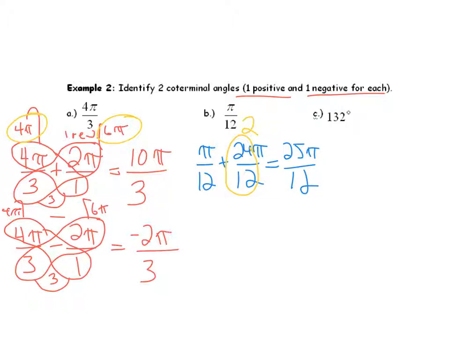And then I would just recycle that, because good mathematicians are inherently just a touch lazy. So I noticed that 2 pi, with 12 on the denominator, is still 24 pi over 12. I'm not going to recreate the wheel here. I would just subtract this time, and I would get negative 23 pi over 12.